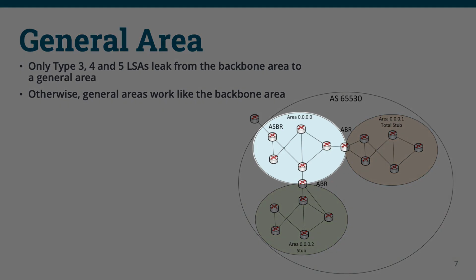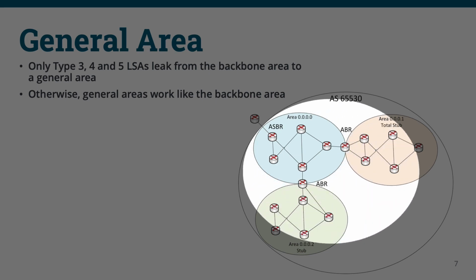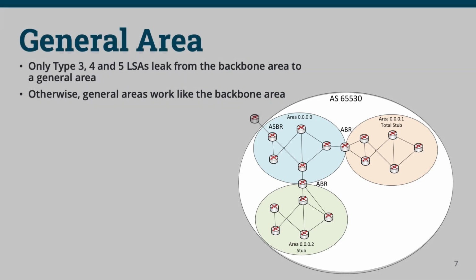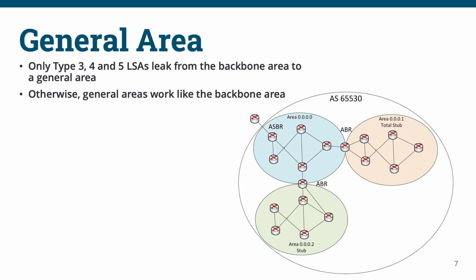In a single area OSPF, it is not required for the single area to be Area 0, since we do not have any ABRs. However, once an additional area is added to the OSPF domain, Area 0, the backbone area, must be present to allow full connectivity between areas. In the following slides, we'll review these special area types, the stub, total stub, and not-so-stubby areas.